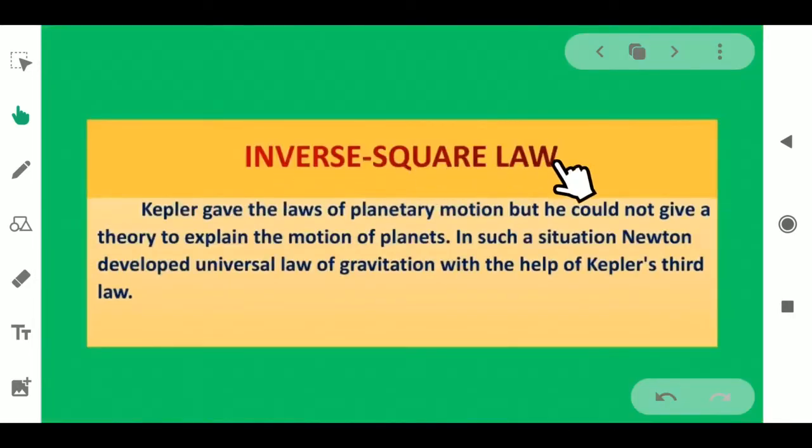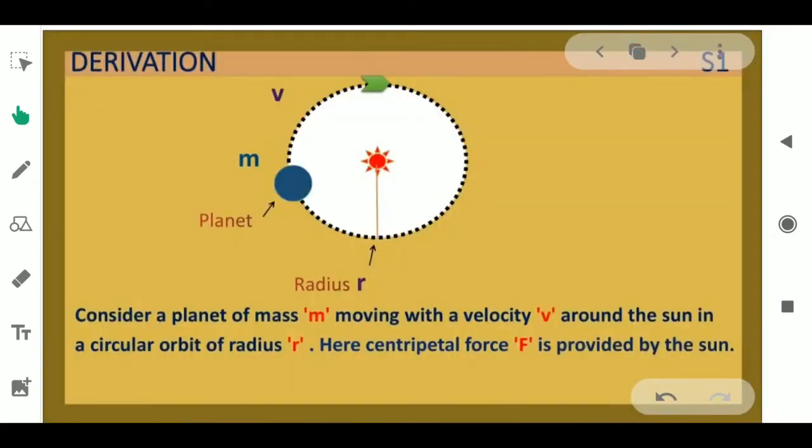Next, inverse square law. Actually, Kepler gave the laws of planetary motion, but he could not give a theory to explain the motion of planets. In such a situation, Newton developed the universal law of gravitation with the help of Kepler's third law. Let us discuss the derivation.